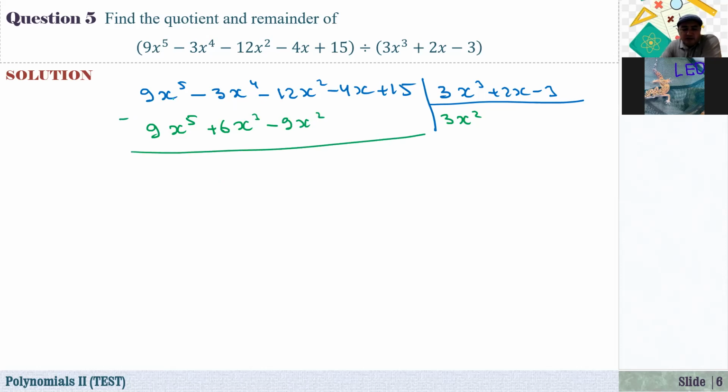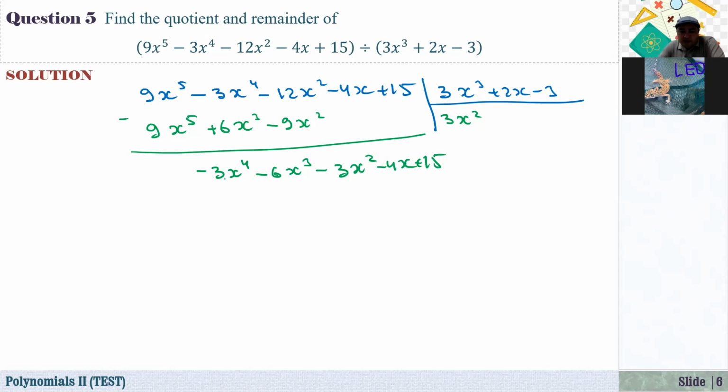If you subtract here, 9x to the power of 5 minus 9x to the power of 5 is 0. So I'm going to write here minus 3x to the power of 4. And here we have minus 6x cubed because they don't have a pair. And minus 12x squared minus 9x squared, that is minus 3x squared minus 4x plus 15.